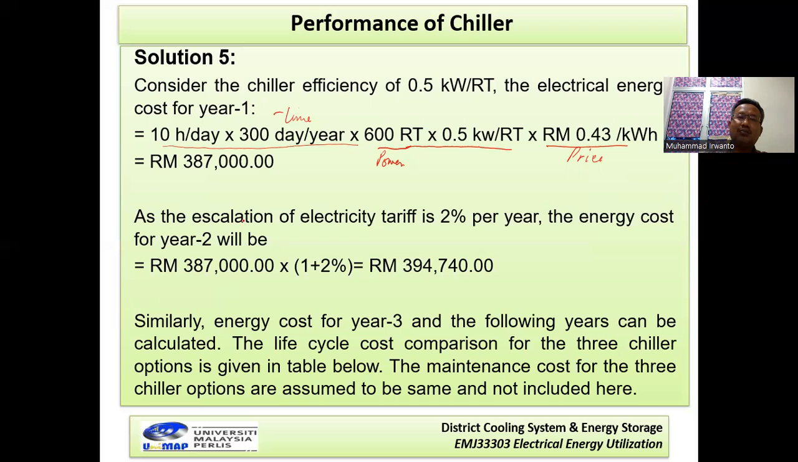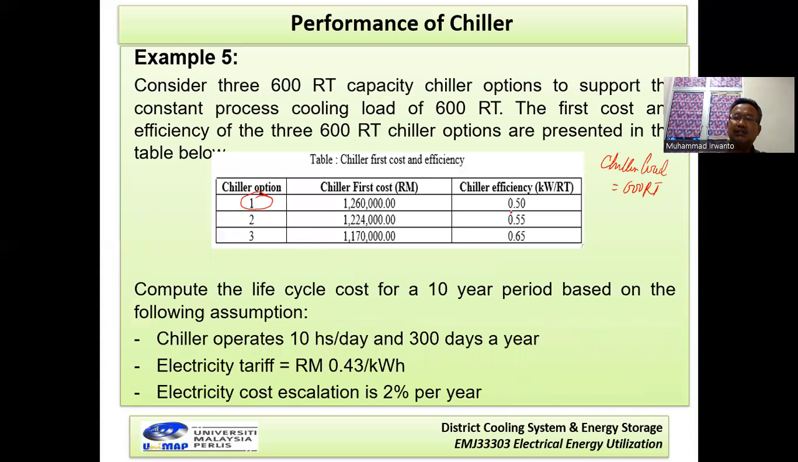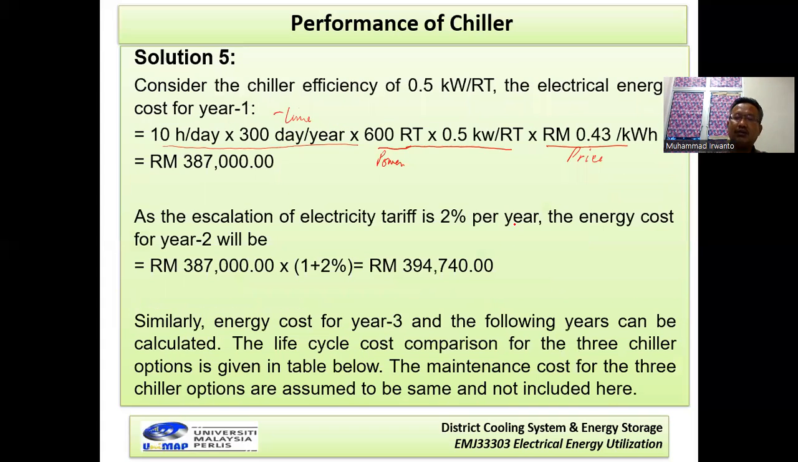Okay, it is for chiller option 1. For chiller option 2, same. The difference is only this one, the efficiency. Do the calculation from the first year until year 10. And then same for chiller option 3. The difference is only here also, the efficiency is 0.65. Calculate following the same way.